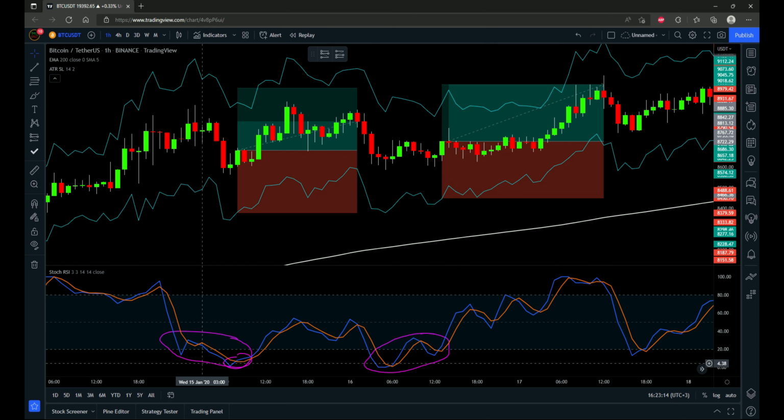So it's the double peaks that we're looking for. Doesn't have to make a higher low. So this is not a divergent strategy. It's just a double cross on the stochastic RSI.